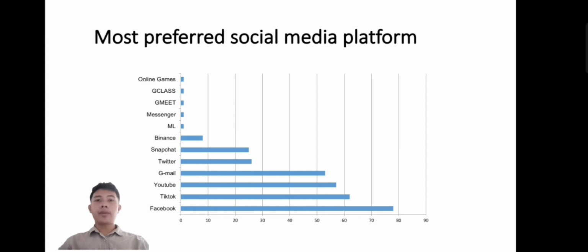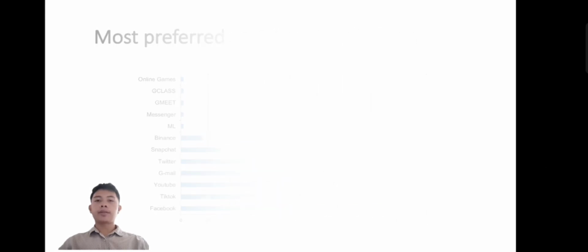Then comes Instagram with 53%. Twitter with 26%, next to Gmail coming close with 25%. Snapchat with its 8%, while Binance, Mobile Legends, Google Meet, Google Classroom, Messenger, Tumblr, and online games were added with a 1%. This data indicates the most and least used social media applications and platforms, which supports our first objective.